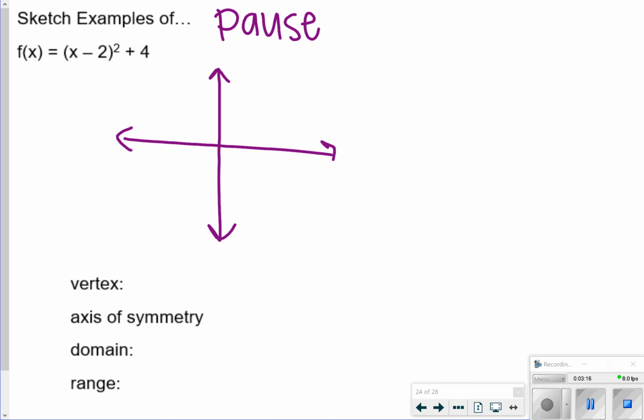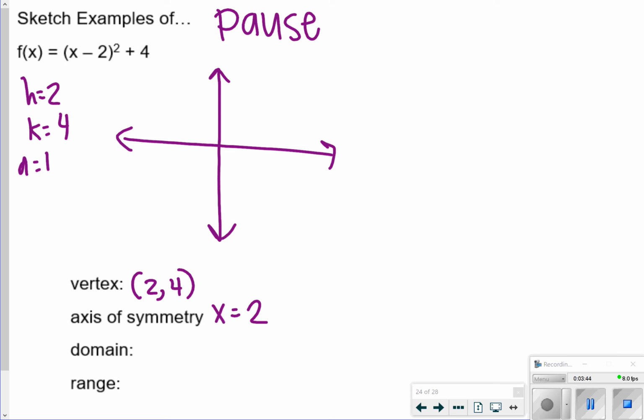Alright, so what I did first is I just drew a rough sketch of my graph, and I have (x - 2)^2 + 4. So this means that h is equal to 2, k is equal to 4, and a is equal to just a regular 1. Since h is 2 and k is 4, that's going to be my vertex, (2, 4), and my axis of symmetry is going to be x = 2.